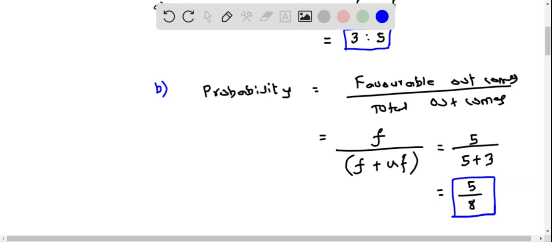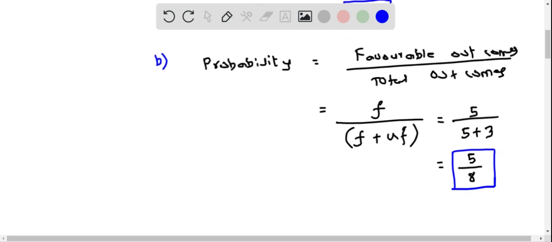And when we convert this to percentage, we get 62.5 percent. And this is the probability that Marcia passes her driver's test. This is in terms of percentage, and this is in terms of fraction.